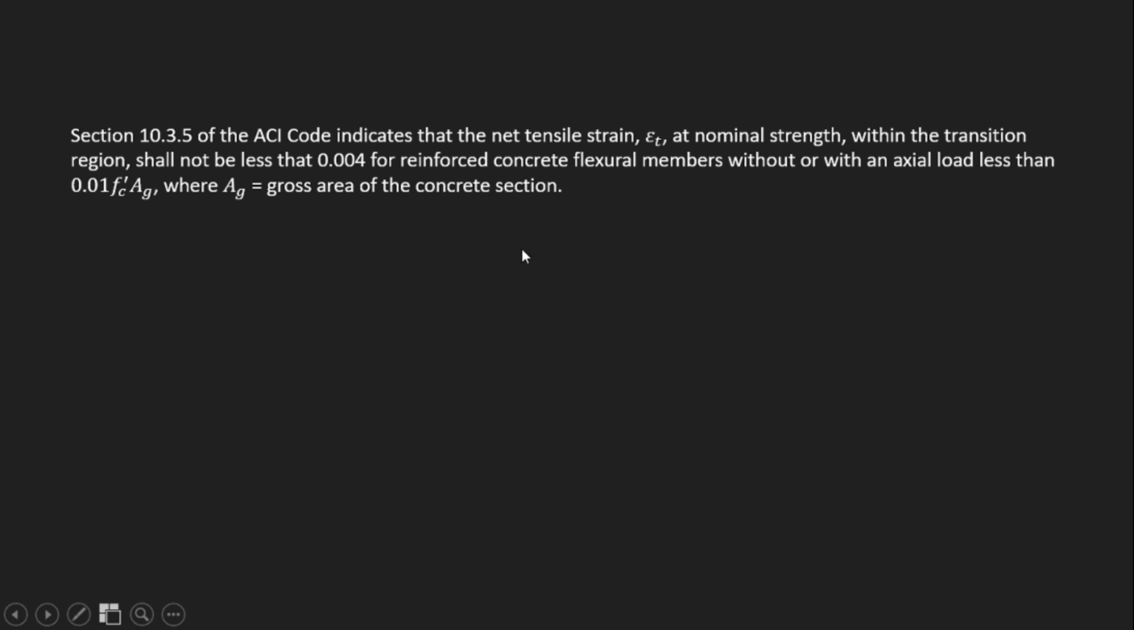Pag na-solve natin guys yung strain natin na nasa transition region siya, it shall not be less than 0.004 para ma-design nga natin yung flexural members natin or beams. So yan yung limit natin pag nasa transition region. At least dapat kasi yung beam natin na dine-design natin ay tension controlled section. Pero kung naabot niya yung transition region, yung limit natin at least 0.004. So wala tayong gagawin kundi i-adapt lang yan kasi galing yan sa code natin.